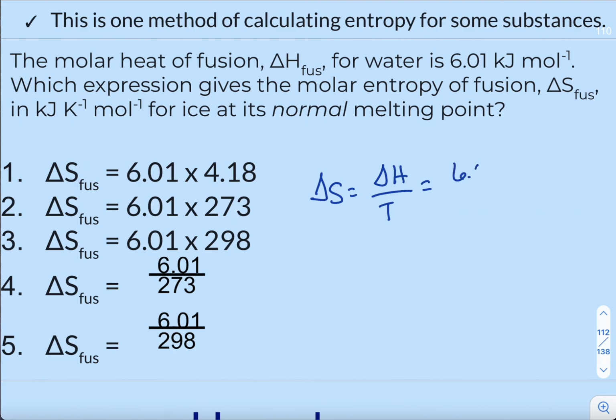Delta H is given to us, and we know that the melting point of water is 273. So our answer here is going to be this one right here, and this would be a multiple choice question, so they wouldn't expect you to do all that math. They'll just give you the expression.